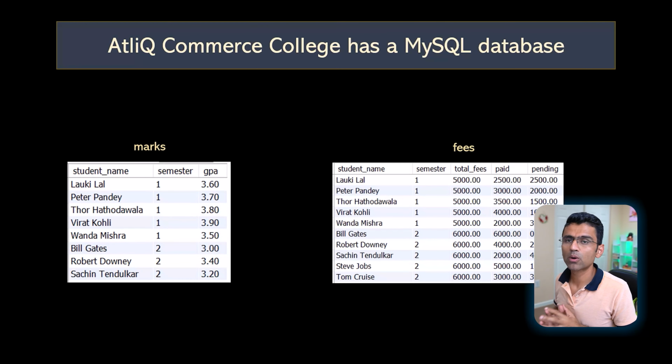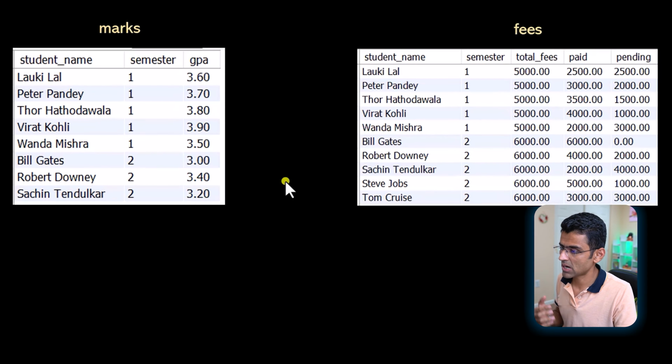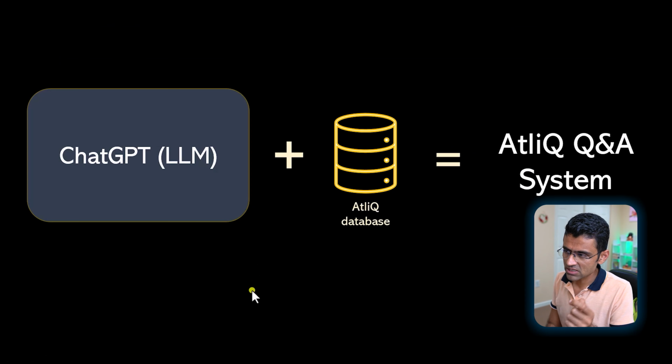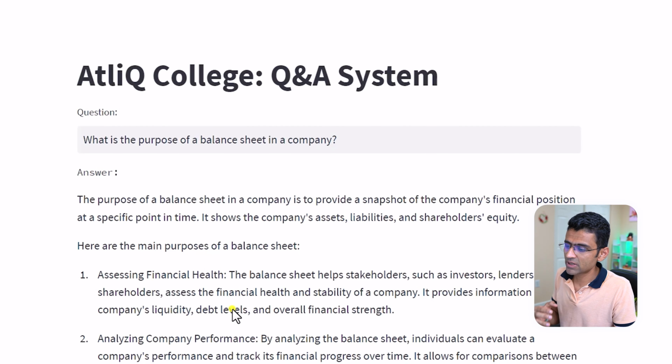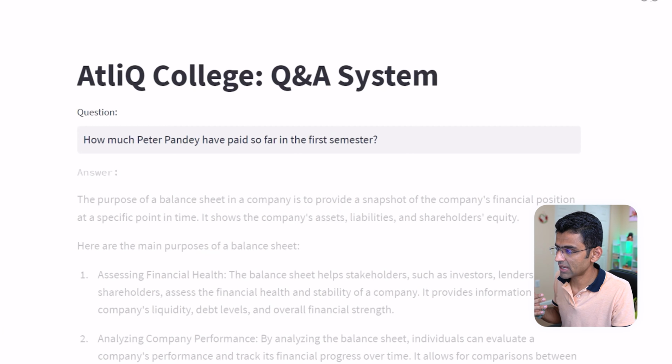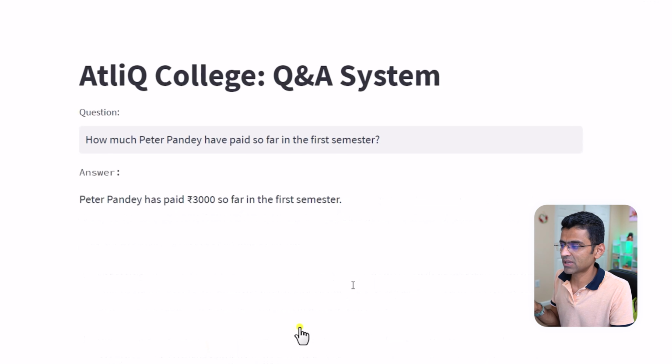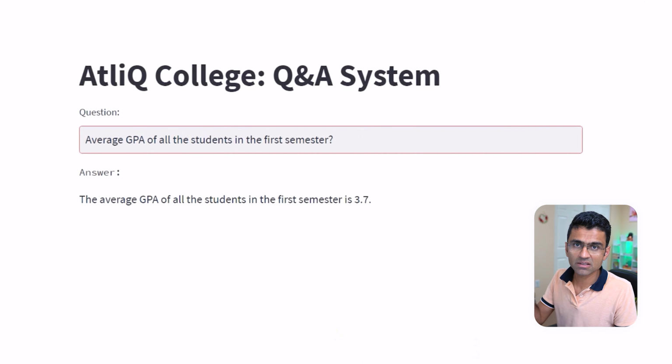Let's look at how we are going to build this project. Atlic College has a MySQL database that stores information on students such as marks, fees, etc. Essentially, we have to use this database and combine it with ChatGPT's knowledge and build the Atlic Q&A system which can not only answer general questions which ChatGPT can answer, but student-specific questions as well. We are going to build this application in Streamlit. See, it is answering all the questions related to Atlic College as well.